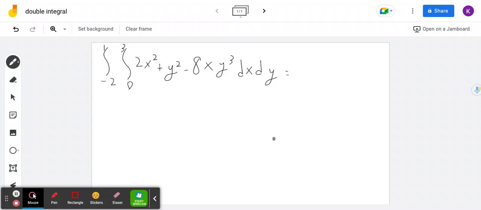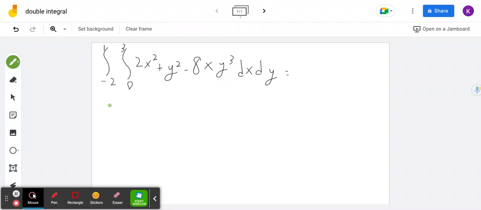The way that we solve double integrals, or actually triple integrals, is we start by taking the integral with respect to the first variable. How do we do that exactly? Because we have two different variables, x and y, we treat the other variable as a constant. So in this case, we first integrate this expression with respect to x.